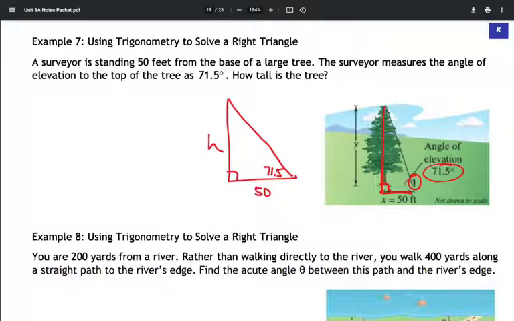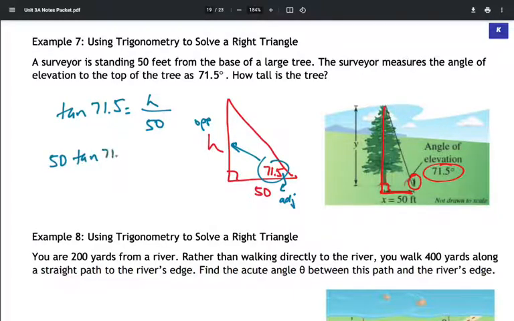Well, using our trig, this is our reference angle. The side all the way across from it is opposite, and the side right next to it is adjacent. So the trig function that uses those two sides is tangent. So tangent of 71.5 equals the opposite over adjacent. Now we're solving for h, so we'll undo division by multiplying. So 50 times tangent of 71.5 equals h. And I'm going to type that in my calculator. And I get that the height is 149.434 feet.